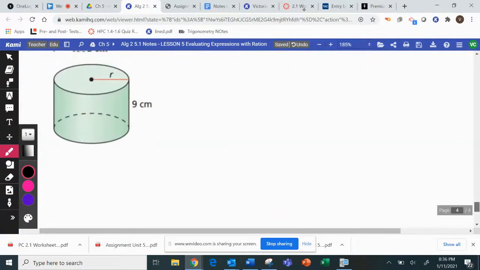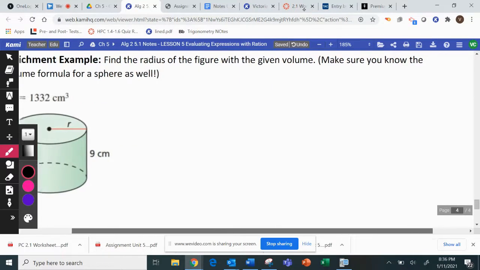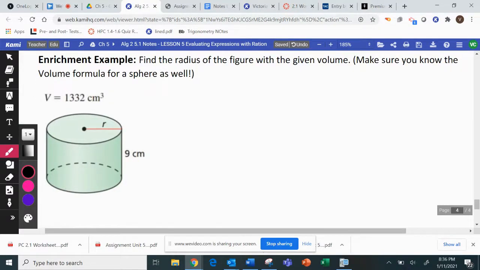Okay, and then the last enrichment is find the radius of the figure with a given volume. Make sure you know the volume formula, and you would also need to know it for a sphere for, I think, a future assignment or extra credit. Okay, so the volume is going to be the area of the circle, pi r squared, multiplied by the height. That's going to be our volume.